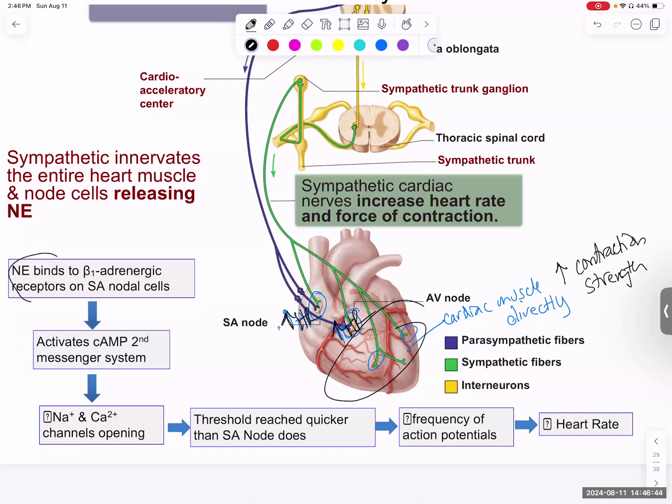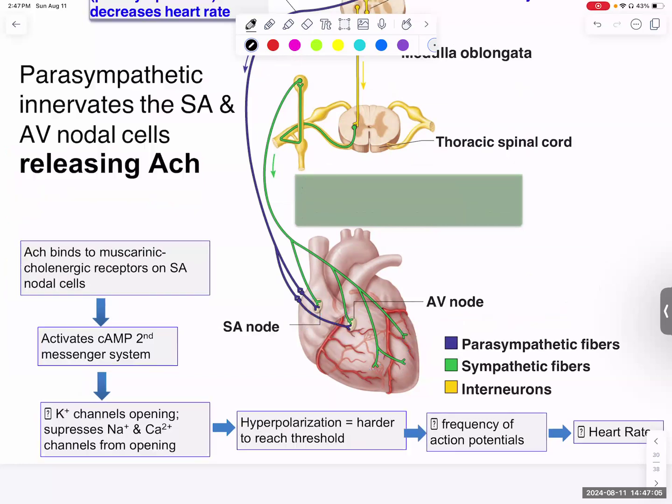And how does it do that? Well, norepinephrine binds to beta adrenergic receptors. On the SA node, it's going to activate a second messenger system, increasing sodium and calcium channels opening. So threshold is reached quicker at the SA node. That increases the frequency of action potentials, which increases the heart rate. Parasympathetic acetylcholine binds to muscarinic cholinergic receptors. Again, second messenger system, but potassium channels open and that hyperpolarizes, which suppresses the sodium and calcium channels from opening. So you have this hyperpolarization, which means it's harder to reach threshold, which then decreases the frequency of action potentials. Therefore, you decrease heart rate.